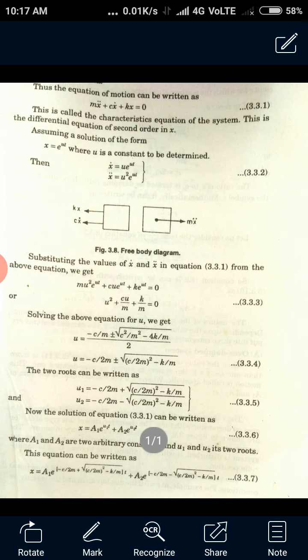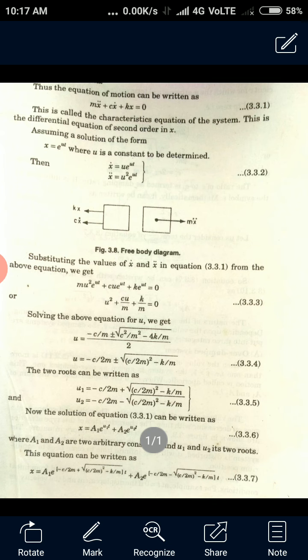So now what do we have? We have two roots here. One has a plus sign, the other has a negative sign. u1 equal to minus c by 2m plus square root of c by 2m whole square minus k by m. And u2, the second root, equal to minus c by 2m minus square root of c by 2m whole square minus k by m. These two roots u1 and u2 are given as equation 3.3.5.